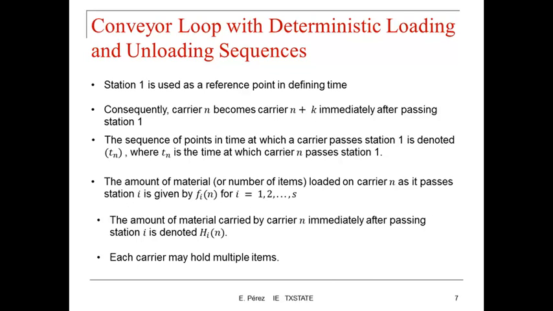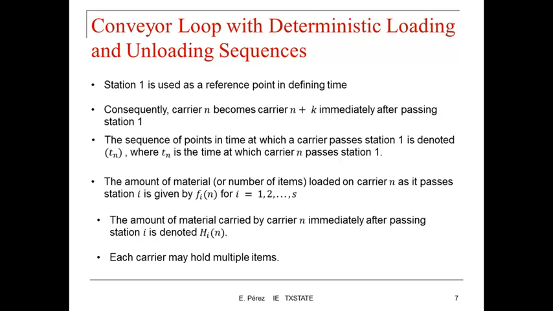We also discussed the details, but going back, station 1 is used as a reference point in defining the time. So carrier N becomes carrier N plus K immediately after passing station 1, and that's what we observed when we went over carrier number 9. We have another carrier, just going over that number, N plus 1. That will be the last carrier passing through the station that we are using as a reference point.